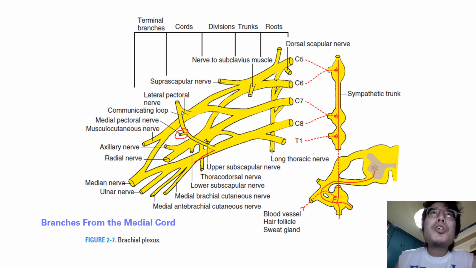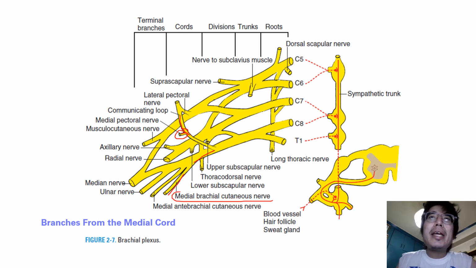The medial pectoral nerve passes forward between the axillary artery and vein and forms a loop in front of the axillary artery with the lateral pectoral nerve. The medial pectoral nerve enters and supplies the pectoralis minor and reaches the overlying pectoralis major muscle. The next branch from the medial cord is the medial brachial cutaneous nerve.